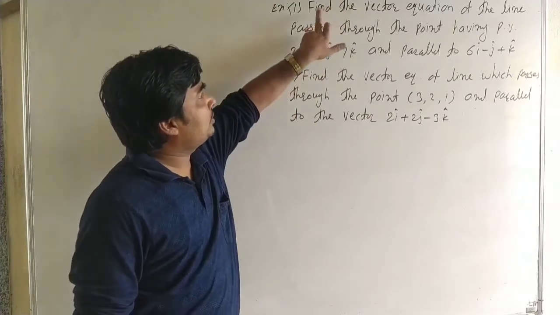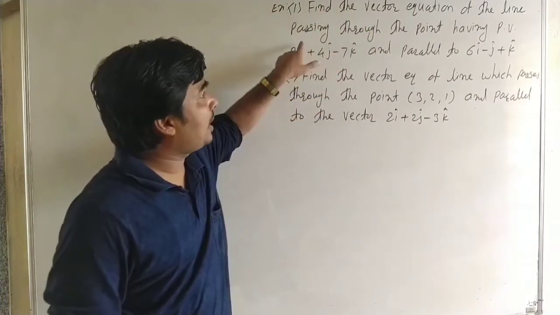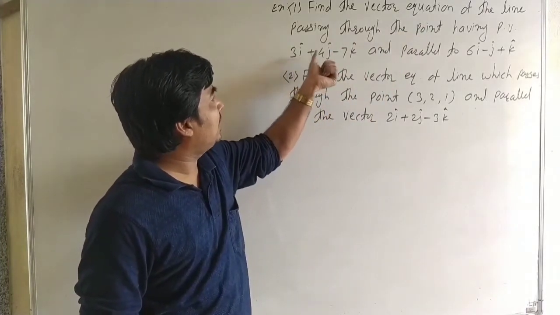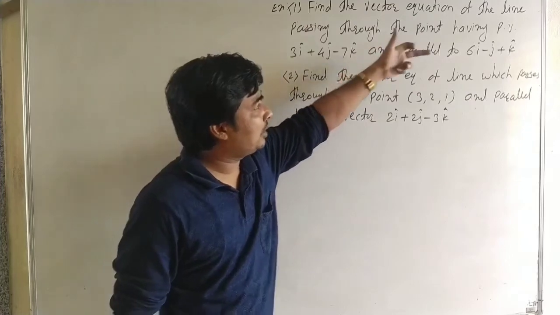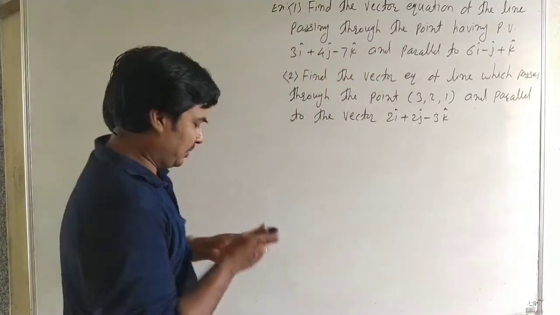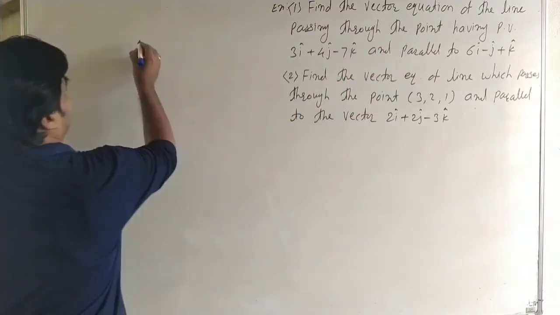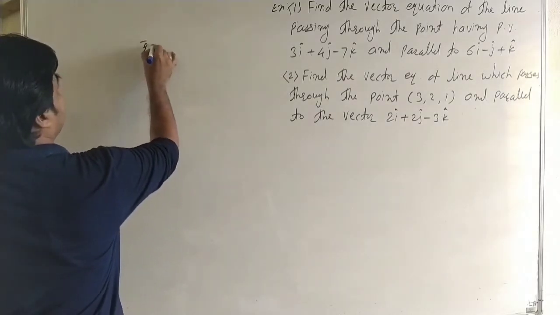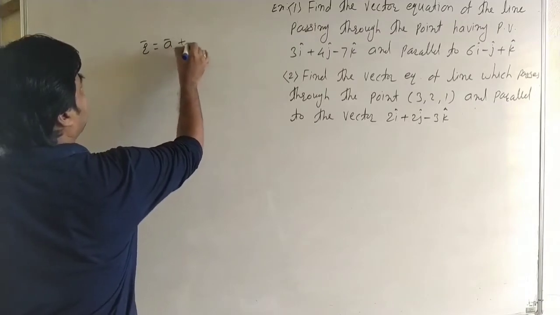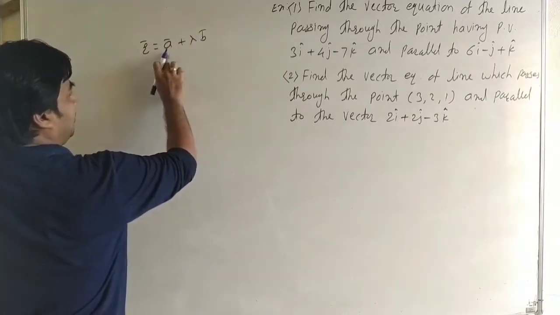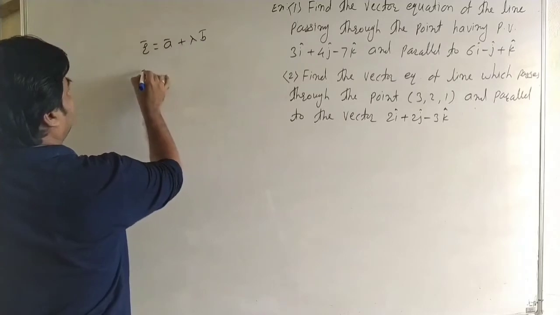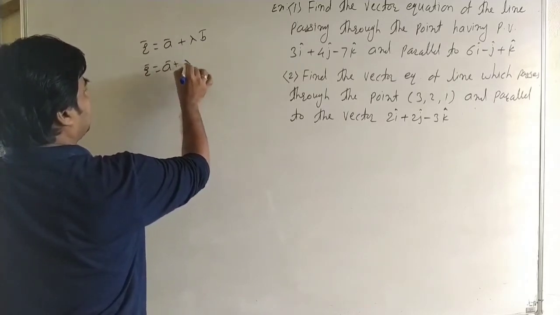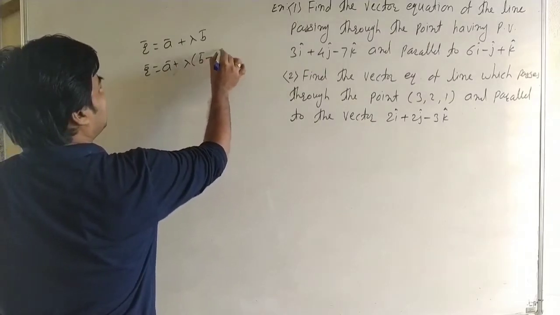Now here the first example: find the vector equation of line passing through point whose position vector is 3i cap plus 4j cap minus 7k cap and parallel to the line. To find the equation of line, we know line passing through point and parallel to the vector, the equation is r bar is equal to a bar plus lambda b bar, or line passing through two points, the equation is r bar is equal to a bar plus lambda into b bar minus a bar.